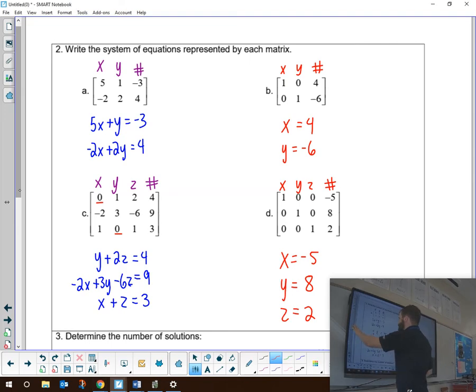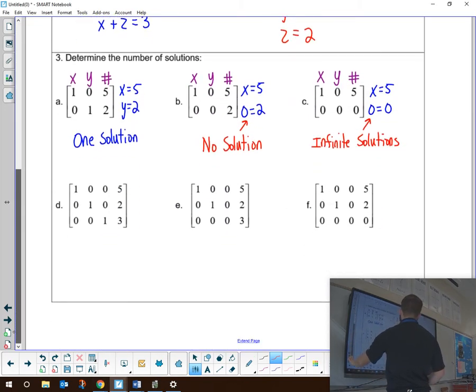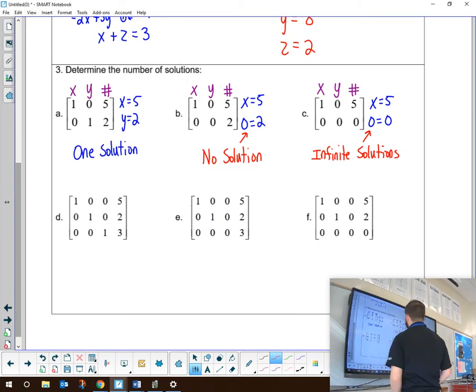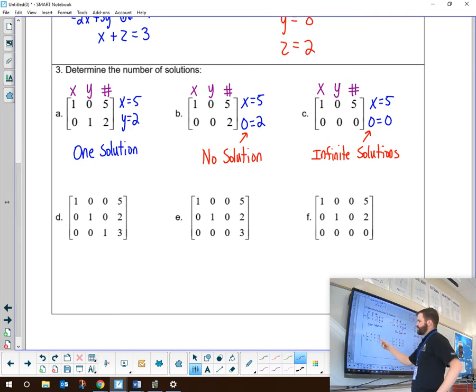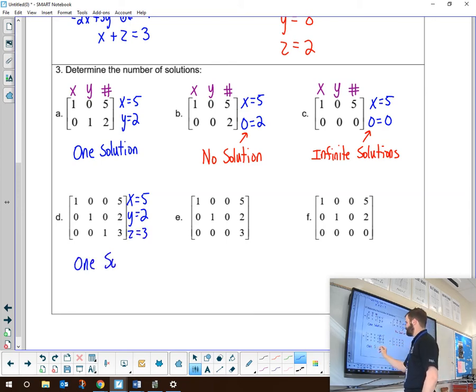All right. So let's go down here, and let's talk about how many solutions we can have. We can have one solution, no solution, or infinite solutions, just like the regular system of equations. We just have to be able to recognize what it is whenever it happens. Look at this guy here. This is a solution matrix. It's already solved for. My x equals 5, my y equals 2, and my z equals 3. This is one big coordinate, so this is just one solution.